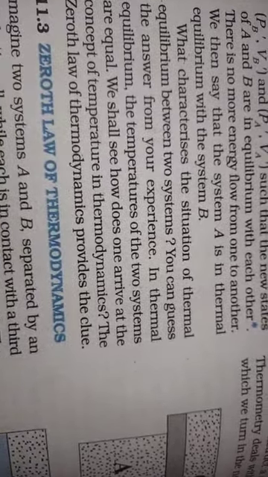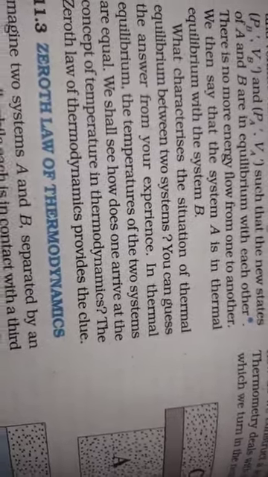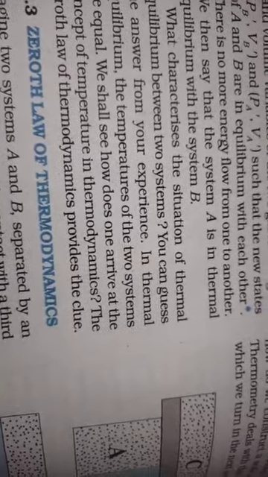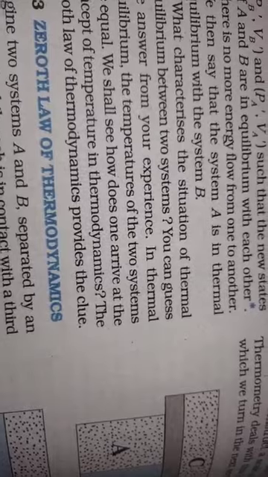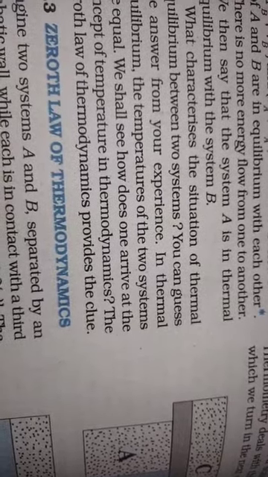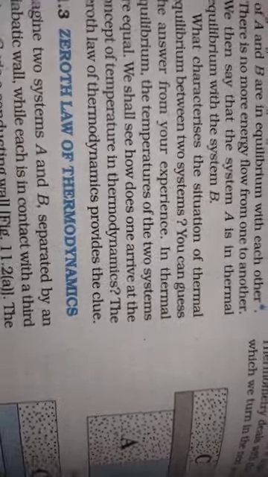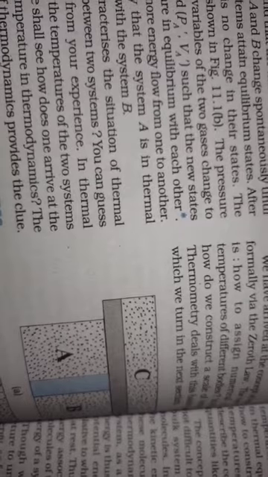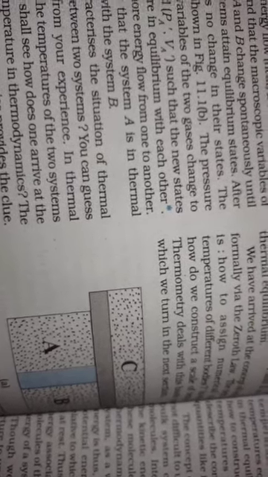The pressure and volume variables of the two gases change to PA', VA' and PB', VB', such that the new states of A and B are in equilibrium with each other. There is no more energy flow from one to another. We then say that the system A is in thermal equilibrium with the system B.